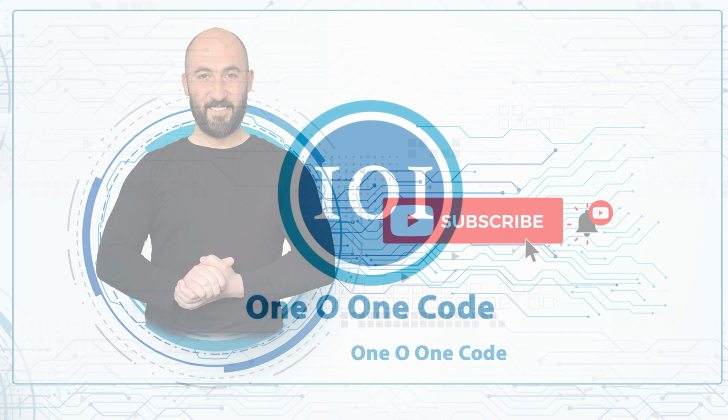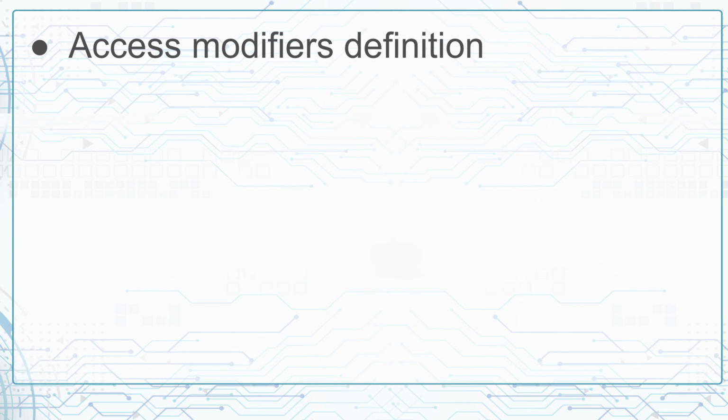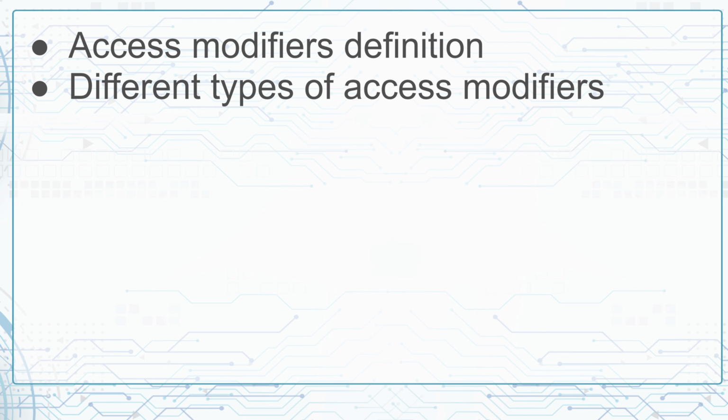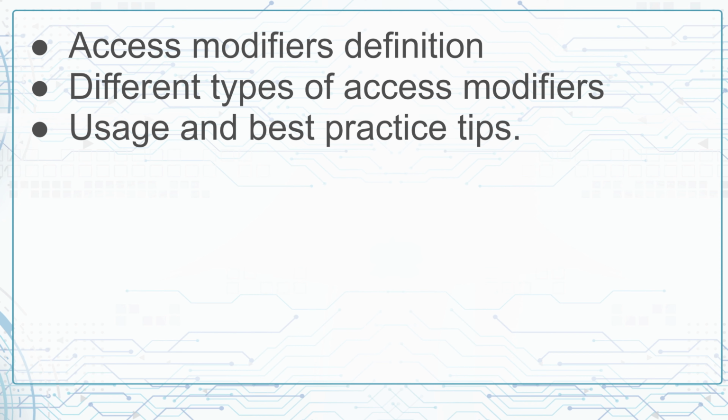In this video, we're gonna talk about access modifiers in Java. First, we're gonna see the access modifier definition, and we're gonna describe the different types of access modifiers, and we're gonna see the usage and some best practice tips. Before we start, one thing to mention is that the access modifier rules are shared among all object-oriented programming languages. So if you learn access modifiers in Java, for example, you can apply these rules to any object-oriented programming language out there. So without any further ado, let's get started.